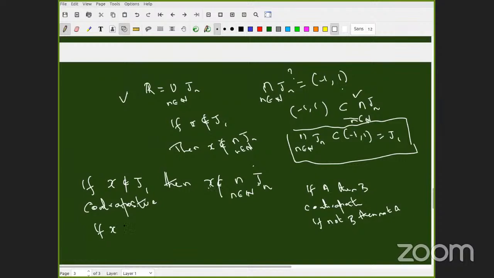If x belongs to the intersection, then can you conclude? Then x belongs to J1. That's what we want to prove, right? If x is in the intersection, then x is in J1. Do you understand? Okay. Go back during discussion hour.